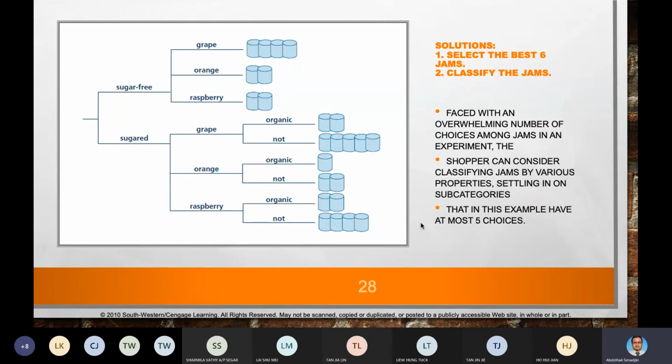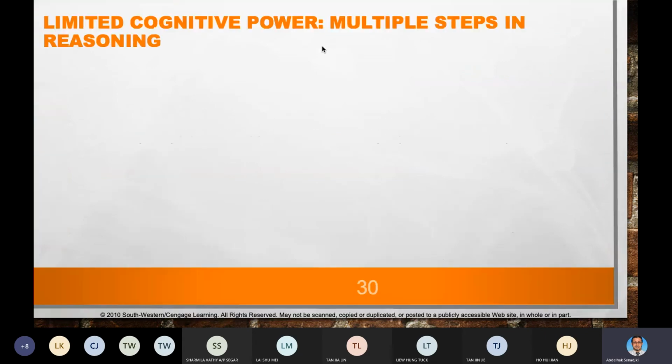So first, with an overwhelming number of choices among jams in the experiment, the shopper can consider classifying jams by various properties into subcategories that in this example have at most 5 choices. 1, 2, 3, actually more, 1, 2, 3, 4, 5, 6, 7, 8, 9. So this is another way how to do it.